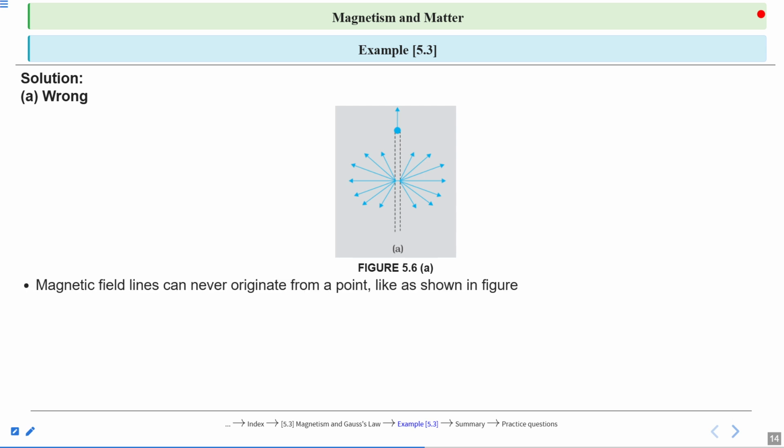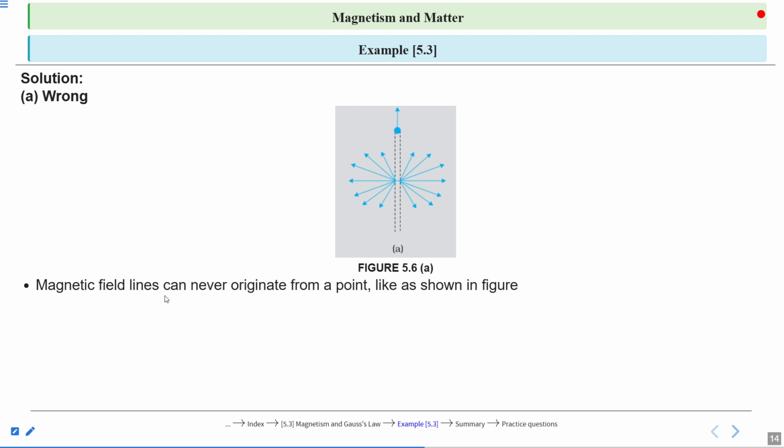So figure 5.6a: magnetic field lines can never originate from a point like shown in the figure. Magnetic field lines cannot originate like that, so it should be concentric circles. They cannot originate from a point like that. These field lines are better represented by an electrostatic field.